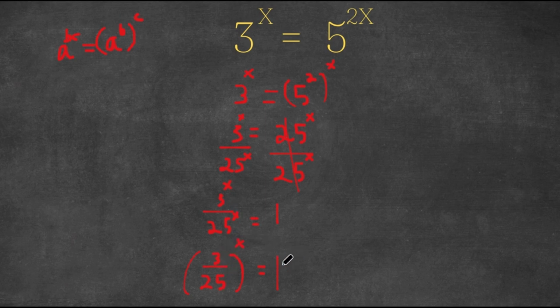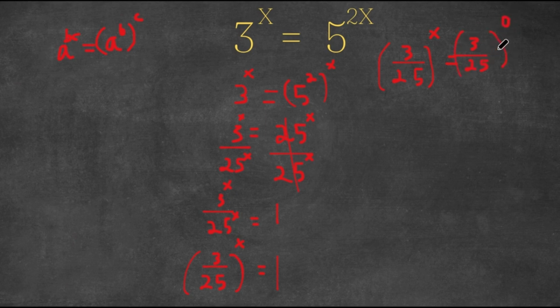And now what we want to do is make our bases the same. Another way to write 1 is 3 over 25 to the power of 0. And that way, both our bases would be the same. So this is equal to 3 over 25 to the power of x equals 3 over 25 to the power of 0.